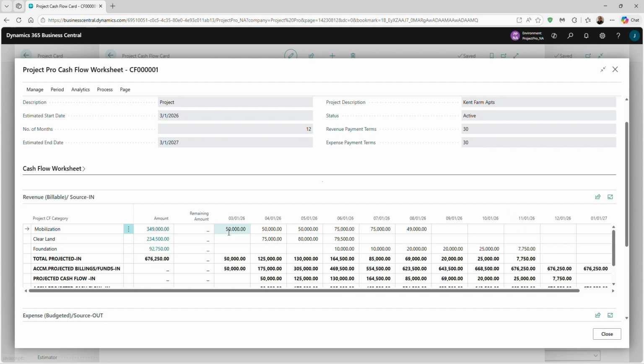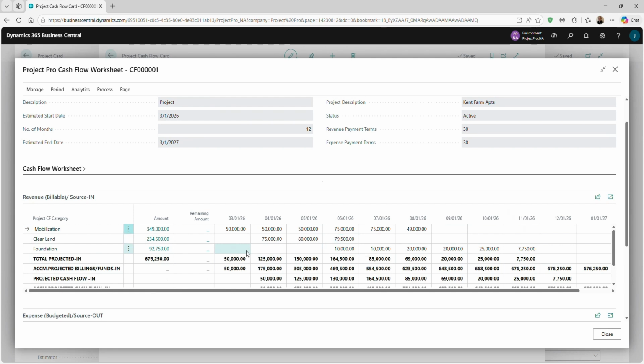For instance, I've allocated $50,000 for the first 2 months, then 3, and it increases to $75 with the balance in this month. Land clearing, however, starts later but finishes earlier, and so forth. We're essentially instructing the system on how we expect revenue to unfold across these 12 months throughout the project.